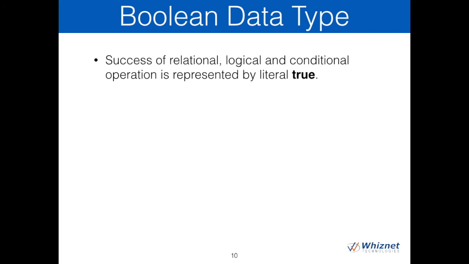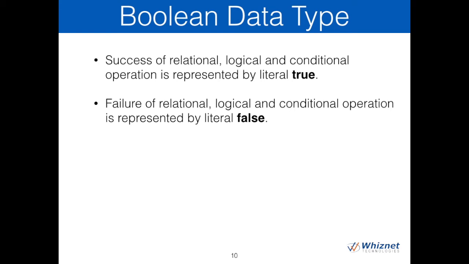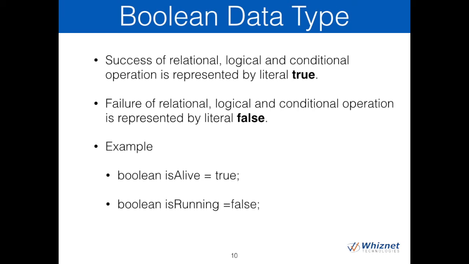Boolean data type. Success of relational, logical, and conditional operation is represented by literal true. Failure of relational, logical, and conditional operation is represented by literal false. And this is an example.